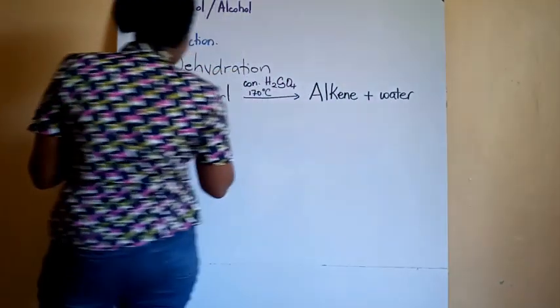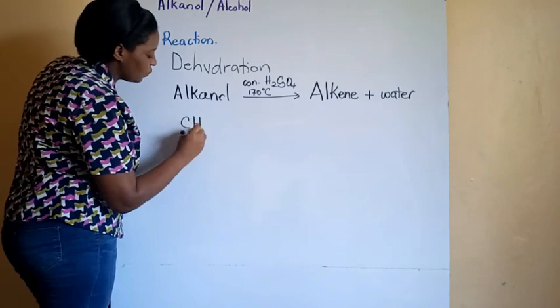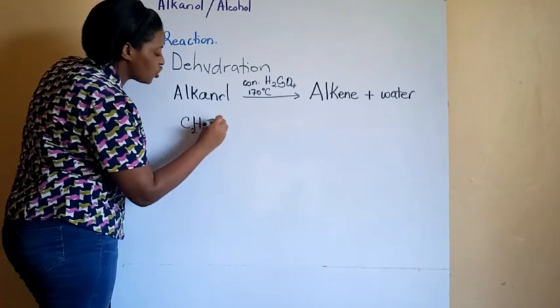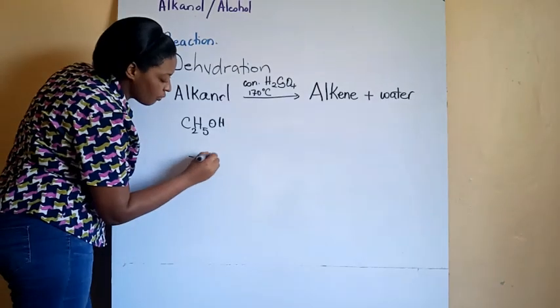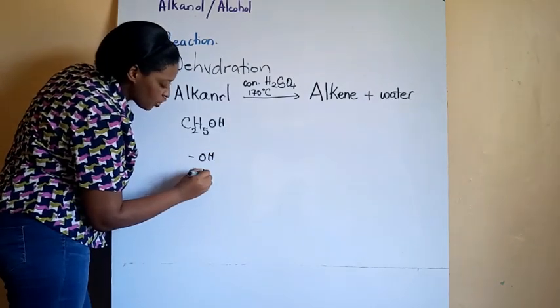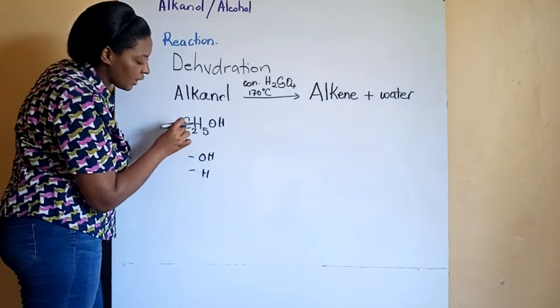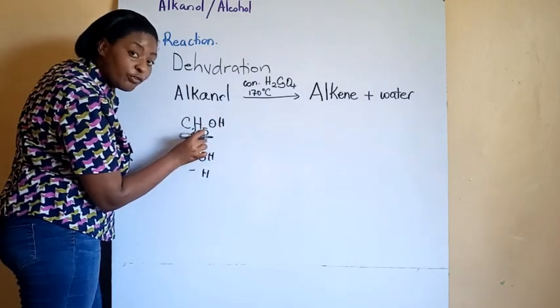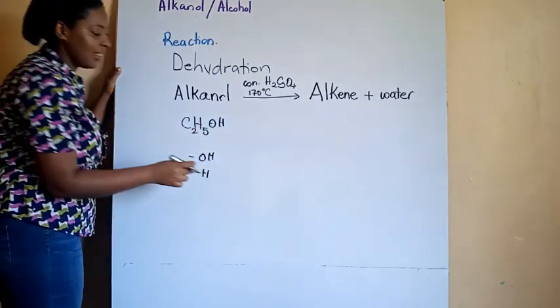So in this scenario, we have ethanol here, C2H5OH. We are removing water. Remember, when we're removing water, we're removing OH and an H. So when we do that, we take off this OH and another H, we're left with C2H4, which is an alkene. So that's how we get that.